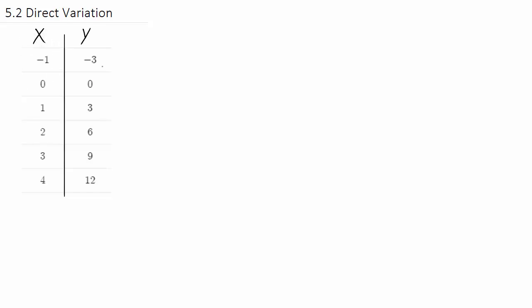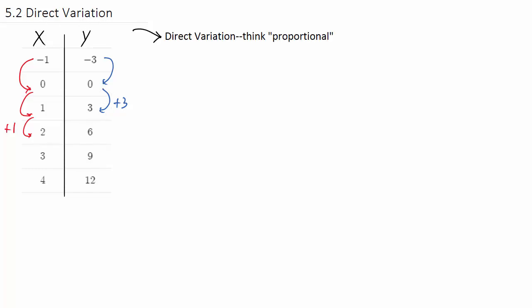Okay, here's just a little information on how to work problems with direct variation. So first, let's just look at a table and see what direct variation looks like. The x column increases by 1 each time. The y column increases by 3.